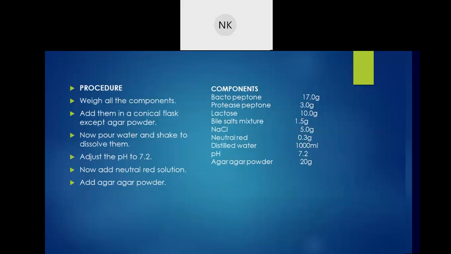The procedure for MacConkey's agar media preparation is similar to that of other kinds of media. So weigh all the ingredients, put them in the conical flask except agar, then check the pH, add neutral red, and then add agar, and then put it for the sterilization process. So this is about MacConkey's agar medium.